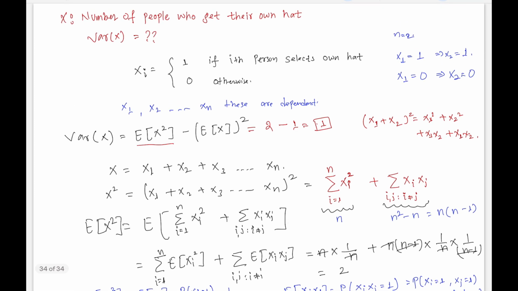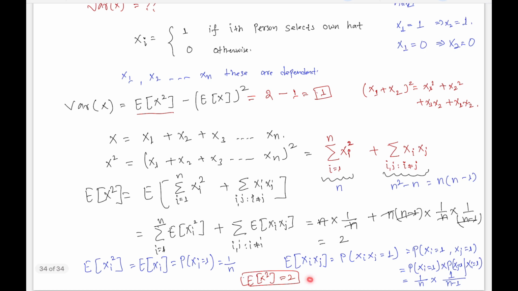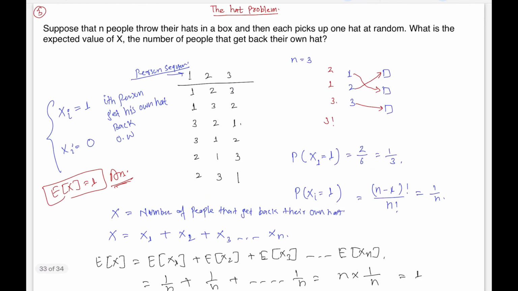Okay, that is all in this video. I hope you have learned a lot through this problem. You see how we had this complex random variable and how we wrote it in terms of simple random variables, and using the properties we found these quantities, that is the variance and the expectation.